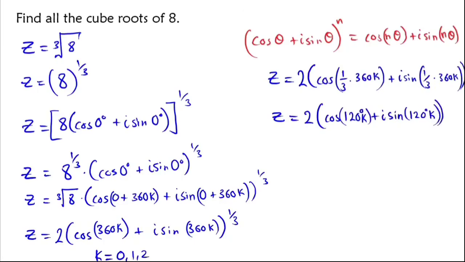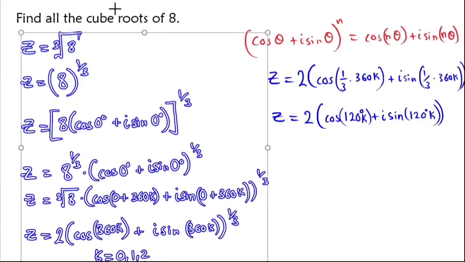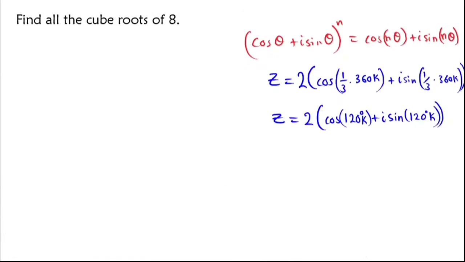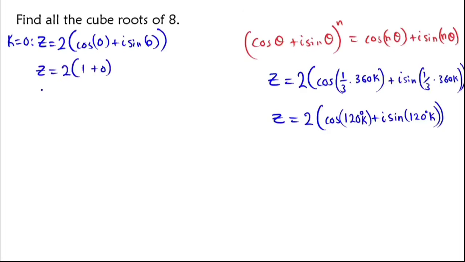So this is the expression we're going to be using to find the 3 solutions that we want. So let's start with k being 0. If k is 0, what is z? Z will be equal to 2, open bracket, cos 0 plus i sine 0. Because k is 0, it multiplies everything, in this case it's 0. So this means z is equal to 2(1 plus 0). So z is equal to 2.